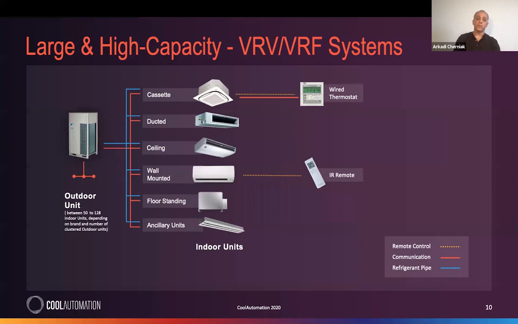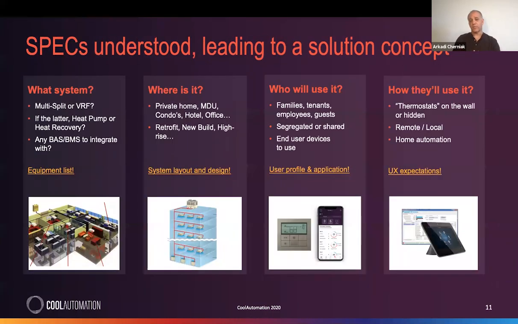The bigger projects would have, for large and high capacity, what would be called VRF systems. They would be managing much more units. It could be 50, 100 indoor units for large installations, for large facilities. These are even more advanced systems, but like the split systems, they also communicate and even better. So when you address these different projects, the best way is to understand the specifications. And that will lead to the winning solution for integration.